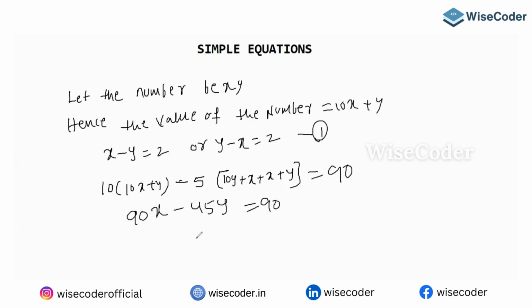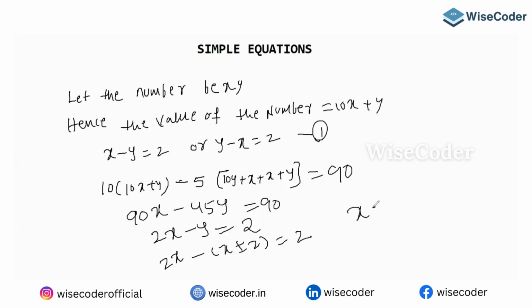Again, you can write it like this: 2x minus y, because you can take 45 common, so 45 will go to this side. 45, how many times? 2 times. So x minus y equals 2, but 2x minus x plus or minus 2 equals 2.